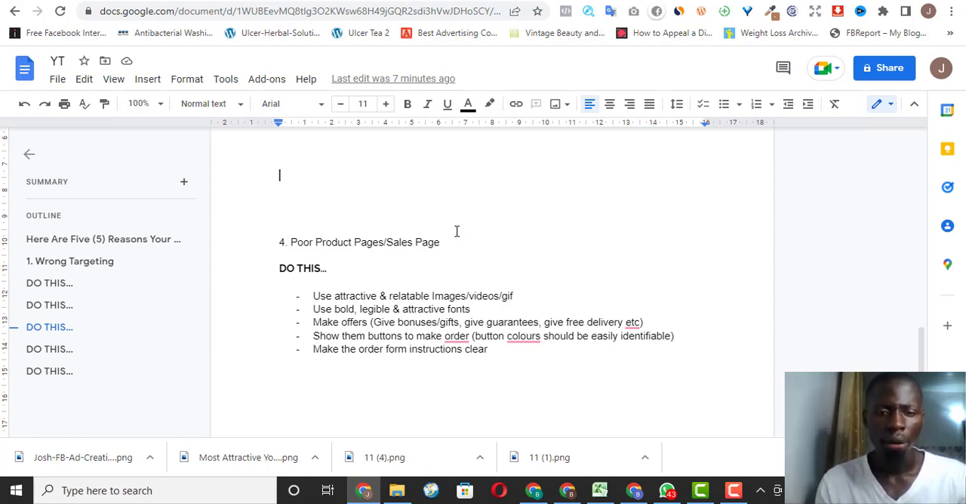Okay, now another thing you can also do is make sure your order form instructions are clear. So if you want people to give you their names, make sure you state it there, their names.